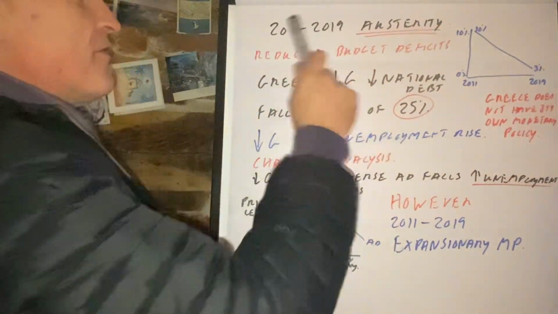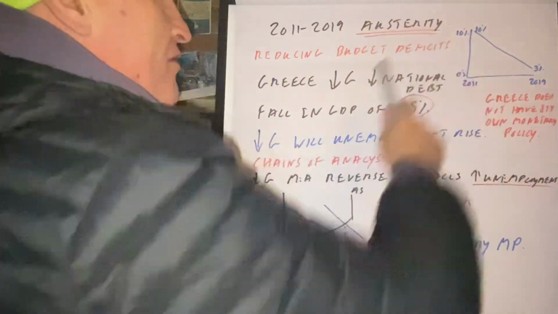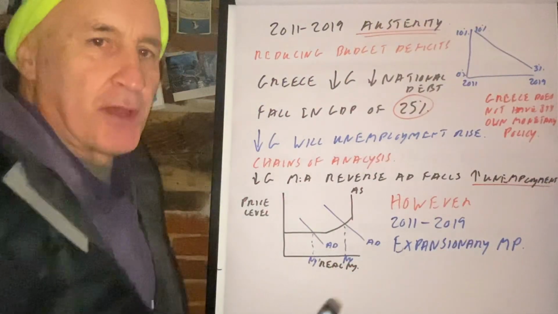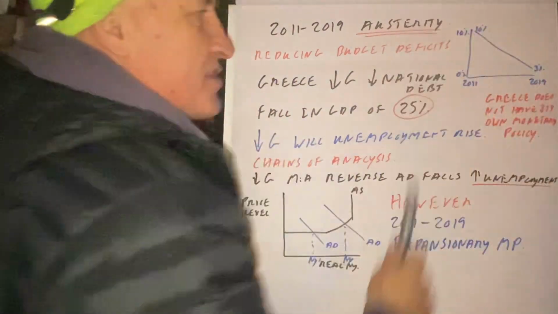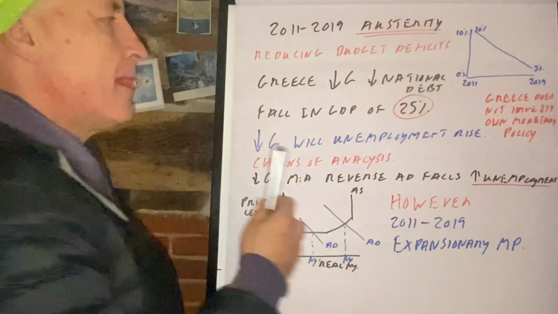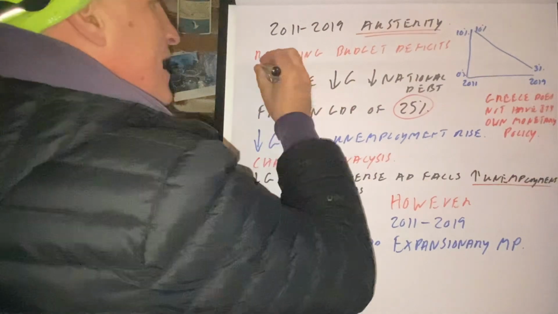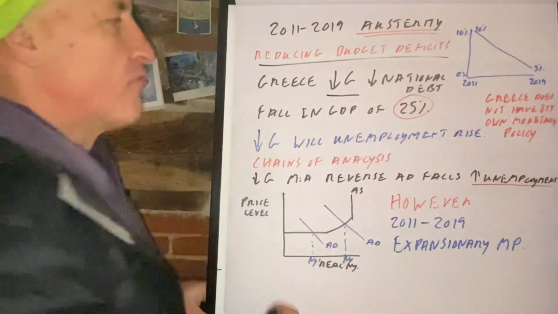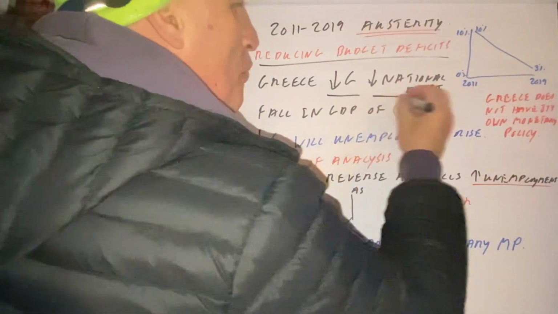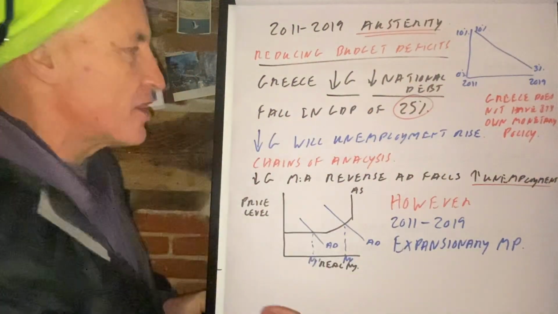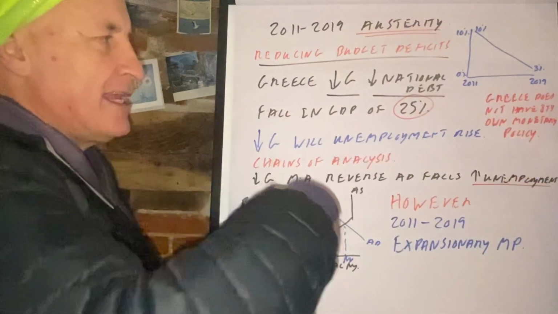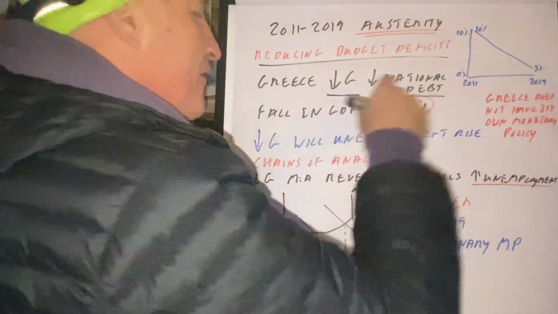In 2011 and 2019, we had austerity. Okay, the budget deficit was cut from about 10% of GDP in 2011 to roughly 3% by the year 2019. Therefore, they had to decrease G. Now, if you think about it, every time you decrease G, with the idea that you will reduce your national debt or create fiscal sustainability, that will also lead, obviously, in theory, to a fall in AD.